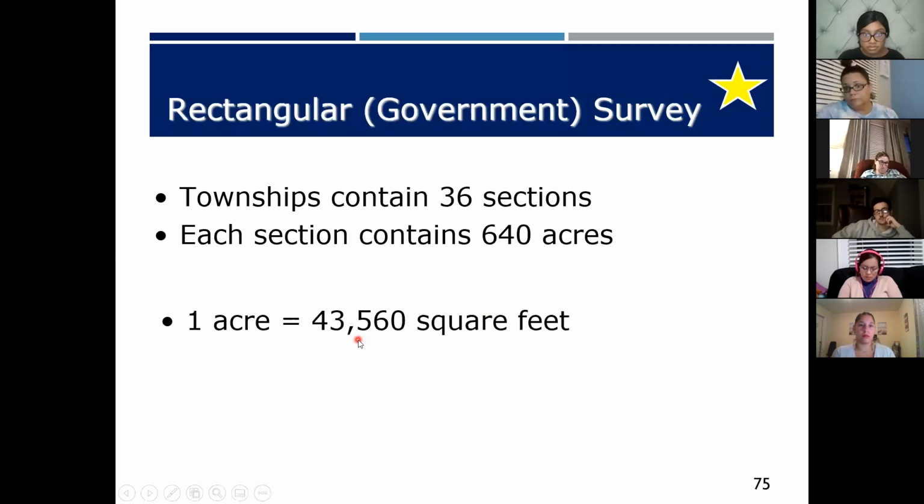If you want to really impress a buyer, when a buyer's walking property with you and they say, gee, I wonder how many acres this is, you whip out your calculator and you can tell them real quick. And that's what I'm getting ready to teach you guys.